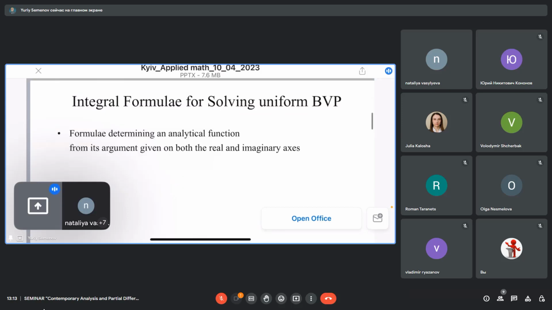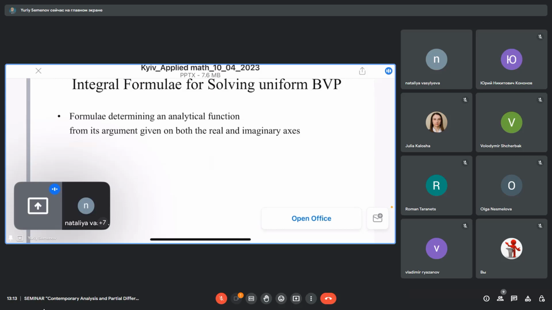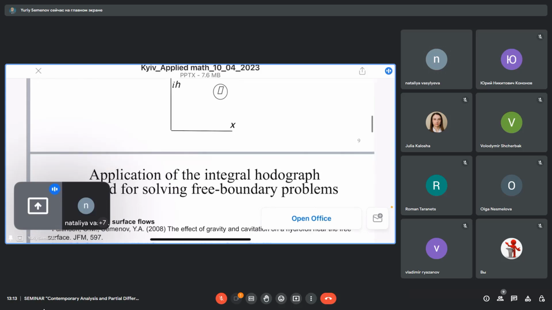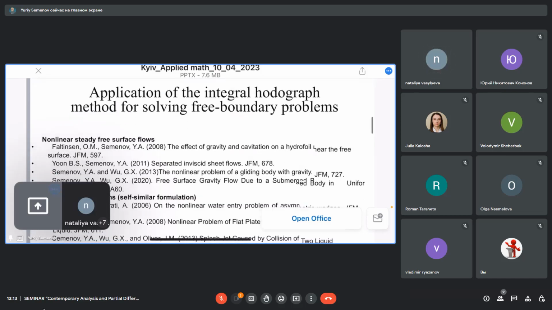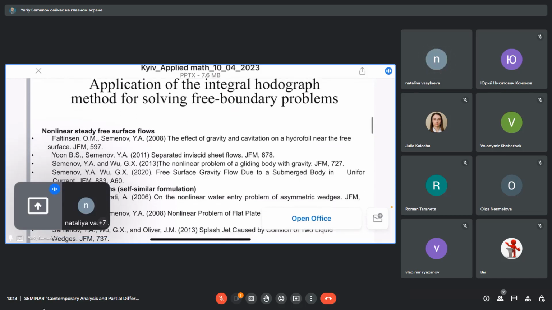This is another integral formula for solving the uniform boundary value problem. It means that on both the imaginary and real axes the argument or magnitude of the complex function is given. So we can also obtain an integral equation for these boundary conditions. I call this formula and this approach the integral hodograph method. That is an extension of the classical hodograph method for solving various free boundary problems.